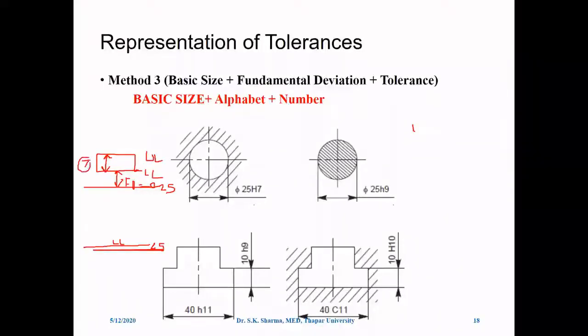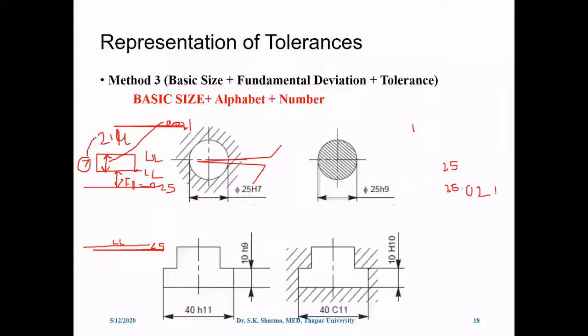And we saw from the first table, number 7 means 21 microns. Microns means 21 multiplied by 0.001. So it means this band here is 0.021, right? So it means in this case, what are the two sizes that you get? One size is 25 itself because H is 0, so it means the fundamental deviation is 0. The other size will be 25 plus this value, that is 0.021. So these are your two sizes.